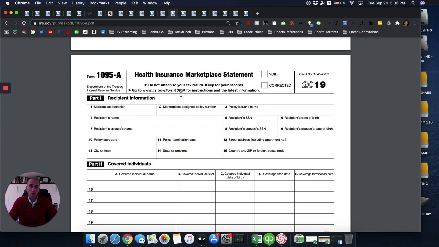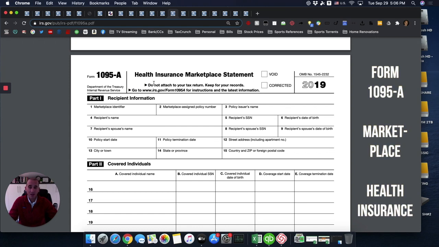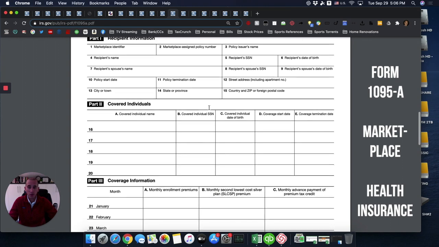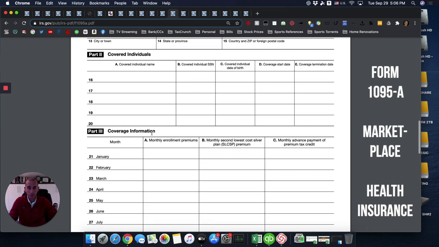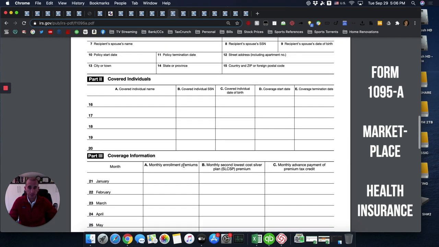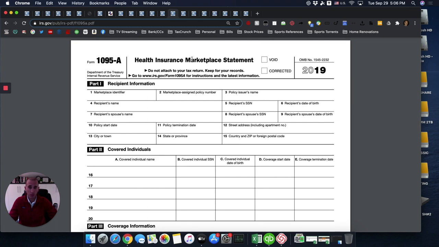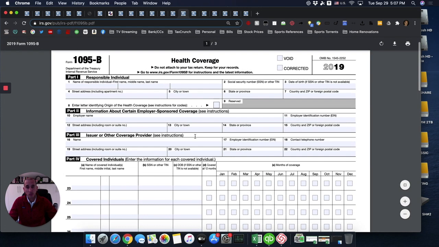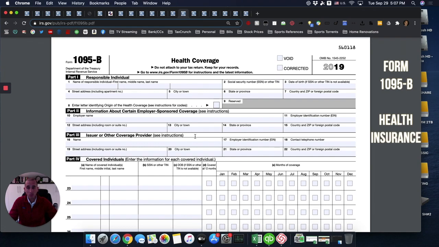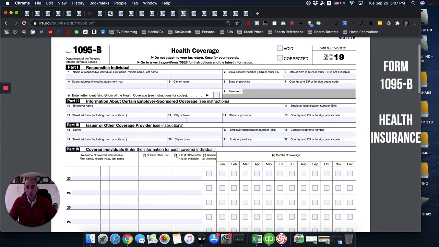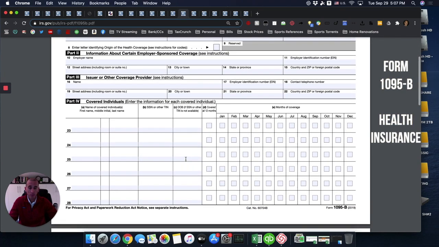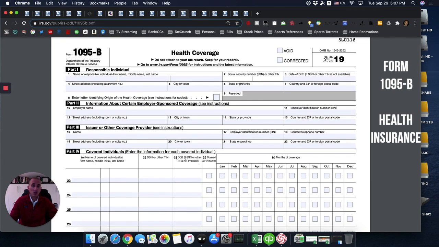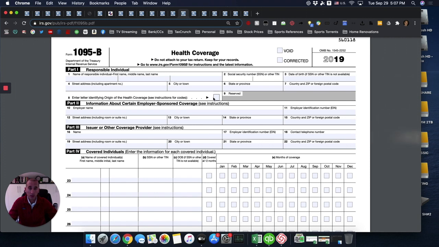So for health insurance, if you were covered through the marketplace, you're going to receive the 1095-A Health Insurance Marketplace Statement. It's going to show the policy information, who the covered individuals were, and then the actual premiums. If you were not covered through the marketplace, you're most likely just going to receive a 1095-B form, which is informational, shows the coverage, shows who was covered, and you'll also receive coverage information on your W-2 if it was paid via the employer.